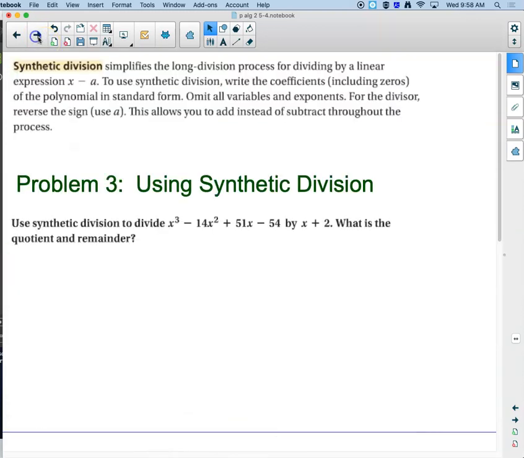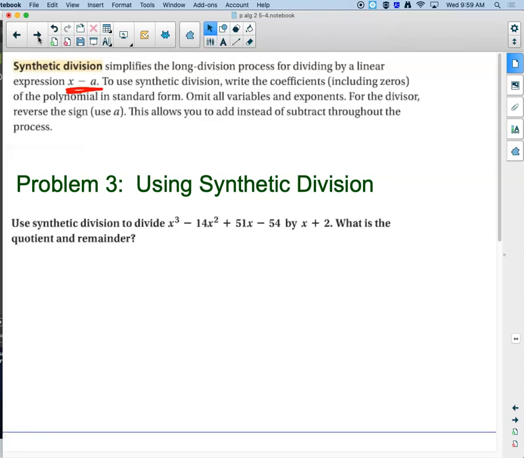So, synthetic division. Anything that's synthetic is man-made. It's not like real stuff. Like when you get clothes that say 100% cotton, that kind of thing. It's synthetic, which means it's a fabric that's man-made. It wasn't a naturally occurring anything. It's the same thing here. Somebody noticed a pattern and said, I don't want to do long division all the time if I don't have to. So synthetic division simplifies the long division process for dividing by a linear expression, but here it is.